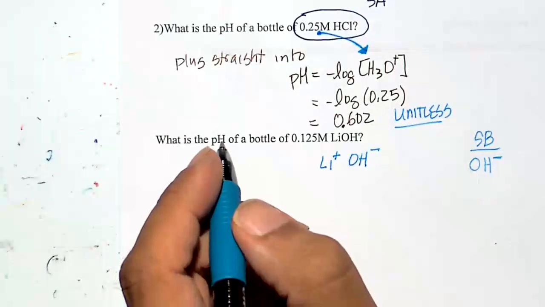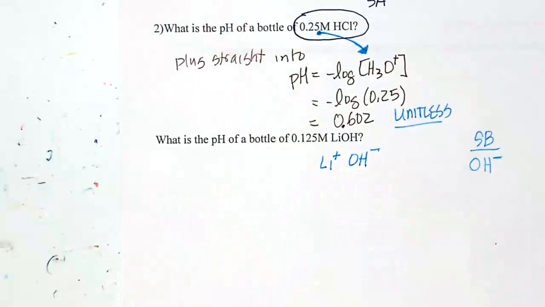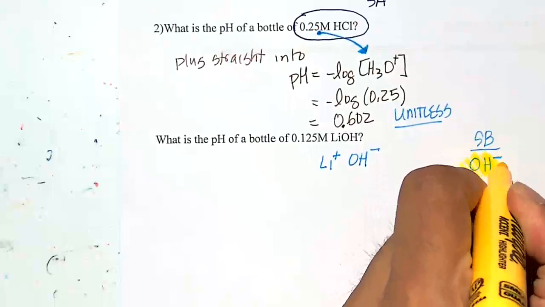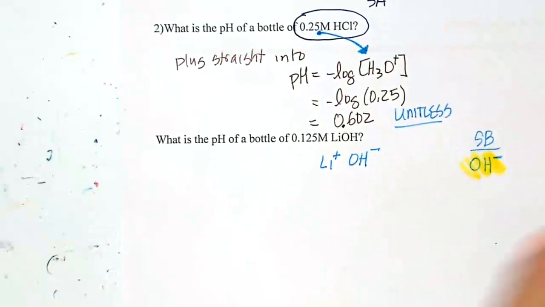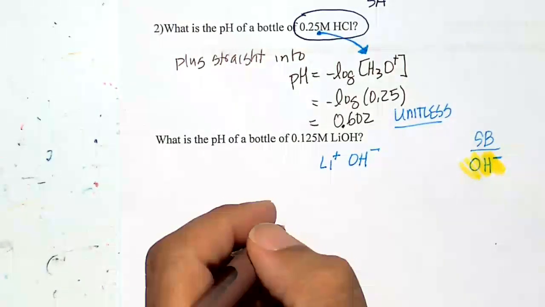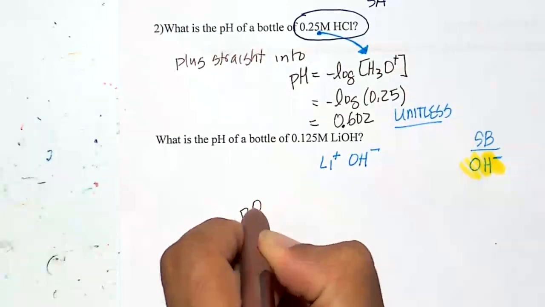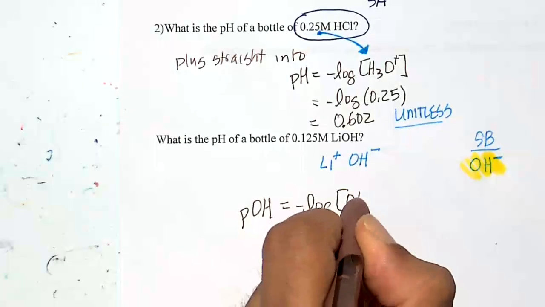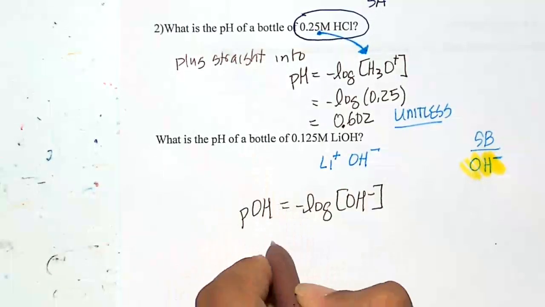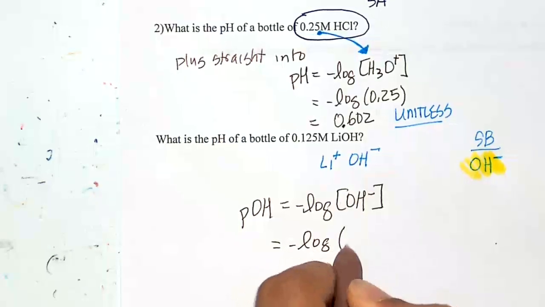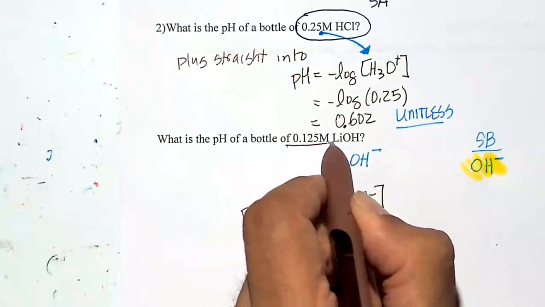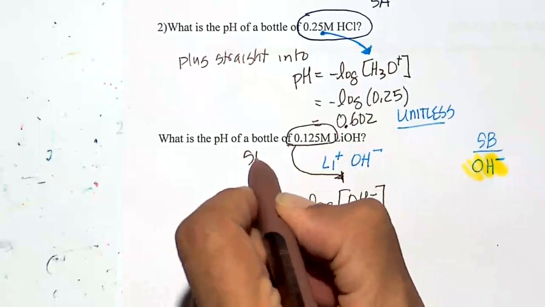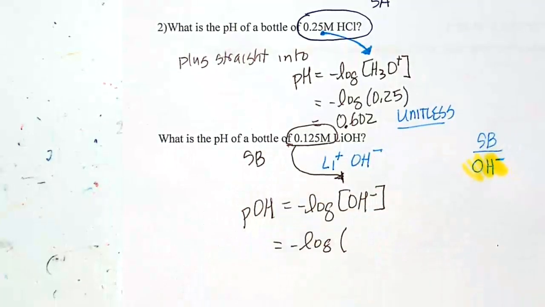So instead of calculating pH, what should we calculate first? pOH. Okay, we'll calculate pOH first. That is correct. So we'll calculate pOH and then from there get pH. Okay, minus the log. So you can plug that in straight in here because it's a strong base, a good source of hydroxide ion.